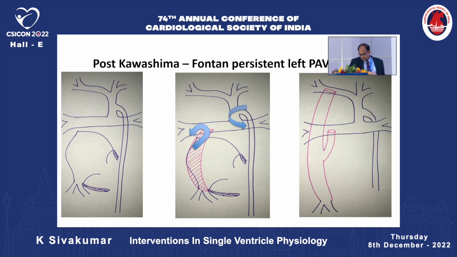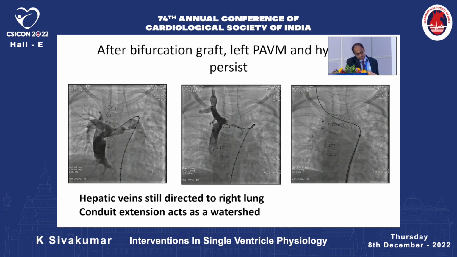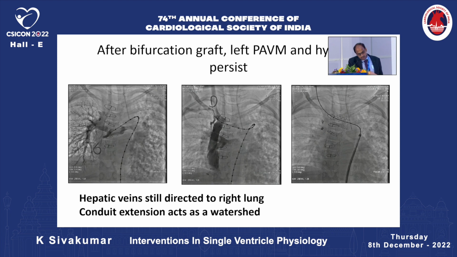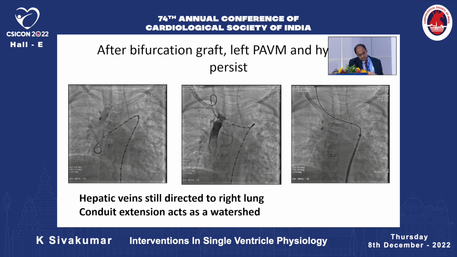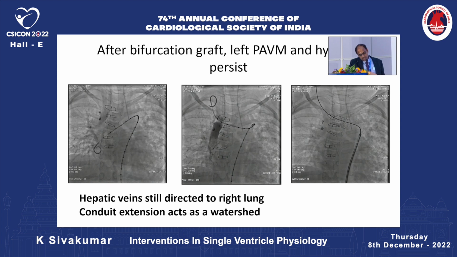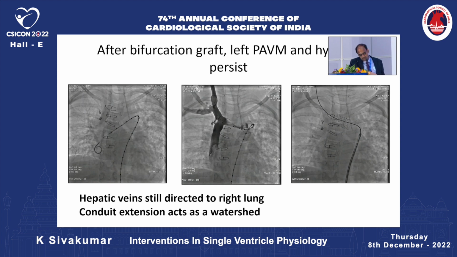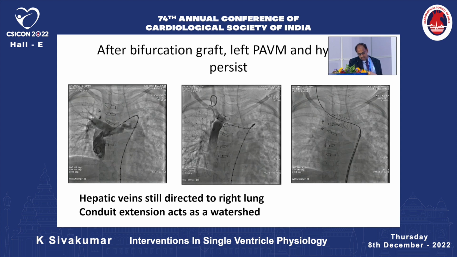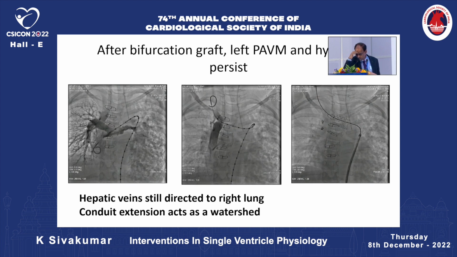So the plan is to extend the Fontan conduit so that it goes into the innominate vein in order to pump the blood into the innominate vein also, so that the blood that comes in the superior vena cava will also have hepatic factor X. But at the end of the procedure, the vertical limb is not flowing. The native hepatic venous blood is still going only into the right pulmonary artery, and it is not entering into the desired place in the innominate vein.